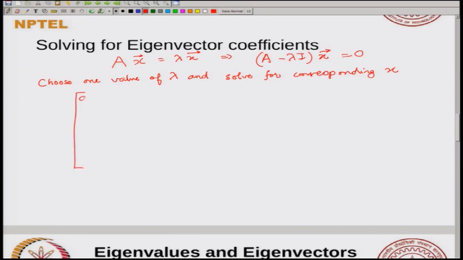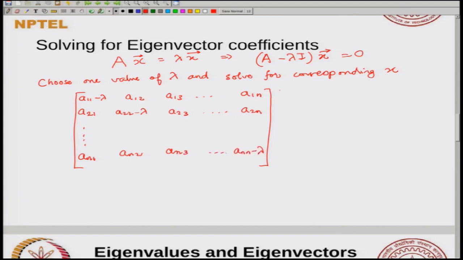then this matrix A minus lambda I is well defined. So you have A 1 1 minus lambda, A 1 2, A 1 3 and so on up to A 1 n, and A 2 1, A 2 2 minus lambda, A 2 3, A 2 n, and A n 1, A n 2, A n 3, A n n minus lambda. This is your A minus lambda I, and then you have the coefficients of x, which I will write as x 1, x 2 up to x n. These are the coefficients of the x vector, and this should be equal to 0.